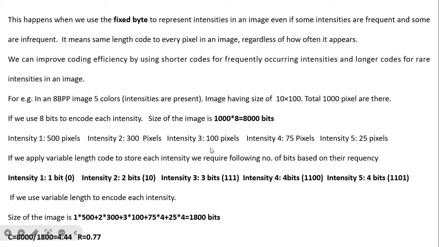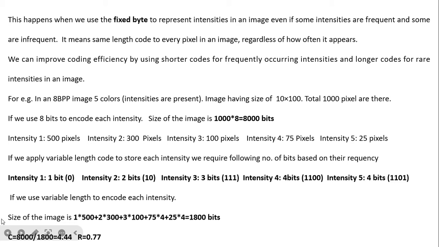If we apply the fixed length encoding, then we are encoding each pixel with 8 bits, that is 1 byte. So the size of the image in bits is 1000 into 8, which is equal to 8000 bits. But if we apply variable length encoding, then we can encode each pixel with a different number of bits. After applying Huffman encoding, we get the variable length encoding. Intensity 1 can be represented with 1 bit, intensity 2 with 2 bits, intensity 3 with 3 bits, and intensity 4 and 5 with 4 bits respectively.